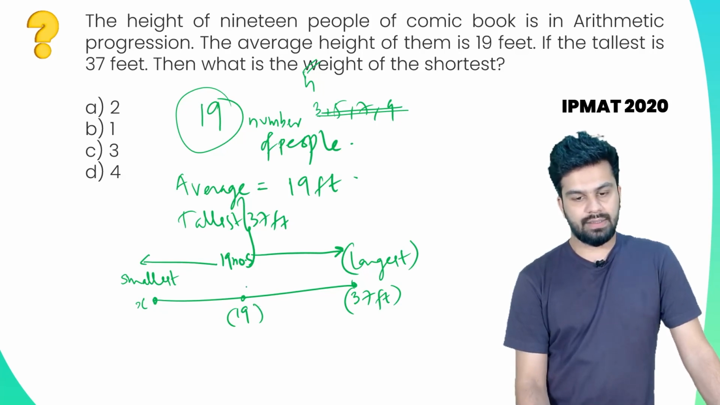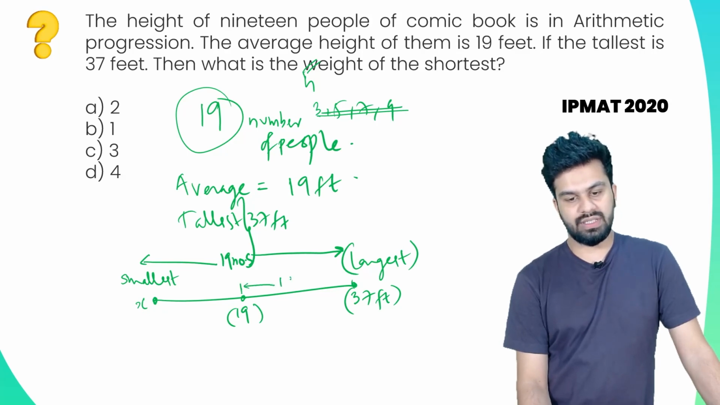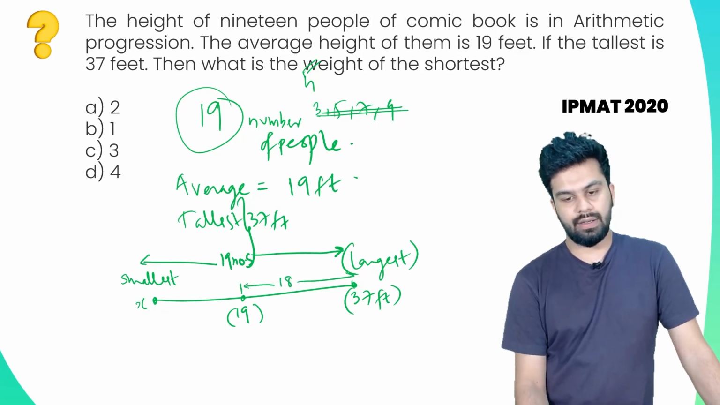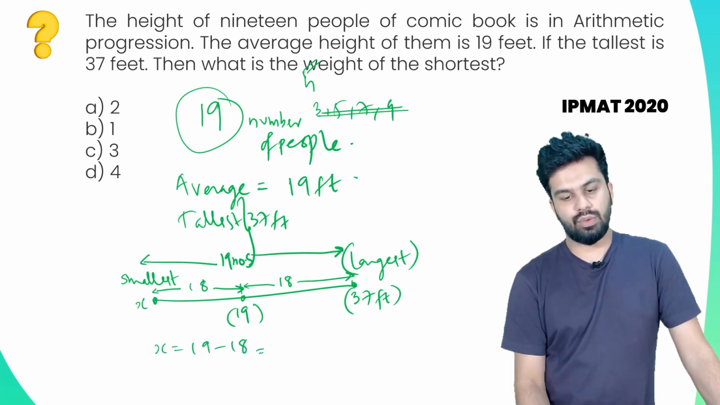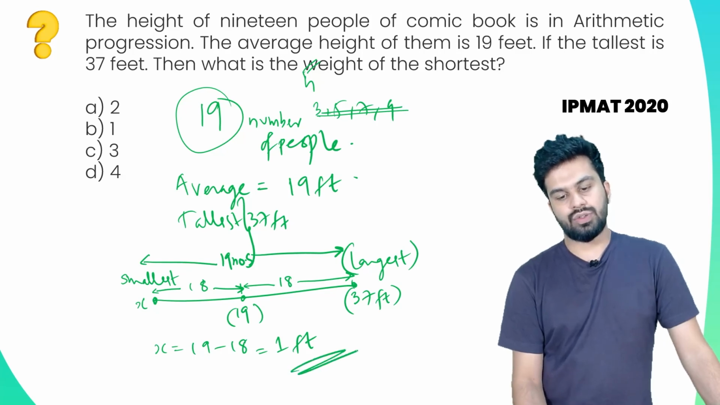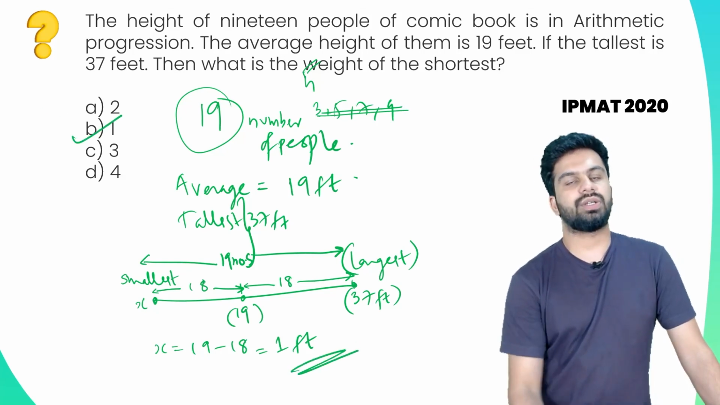So in that case this difference is equal to how much, 37 minus 19 is equal to 18, and this also should be equal to the same. So 19 minus 18 എത്രയായിരിക്കണം? 19 minus 18 will be equal to 1 feet. So the height of the shortest person is option B, which is 1 feet.